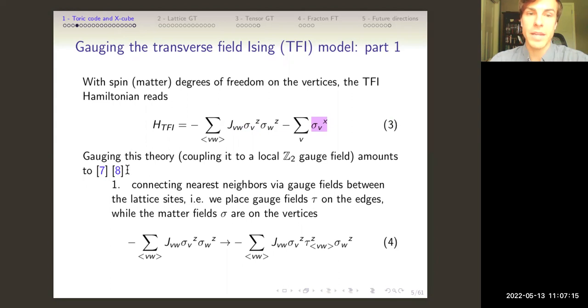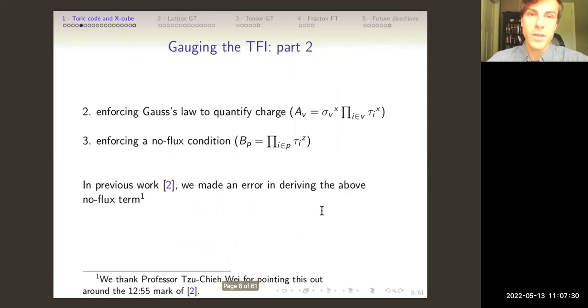So the first step in gauging this procedure is to connect the nearest neighbors, not only with the Ising coupling, but also with a gauge field. And this is kind of reminiscent of the covariant derivative aspect of field theory. Now, the next step in going beyond this is to account for the interaction between the matter fields and the gauge fields. This is kind of like coupling your current to the matter field in field theory.